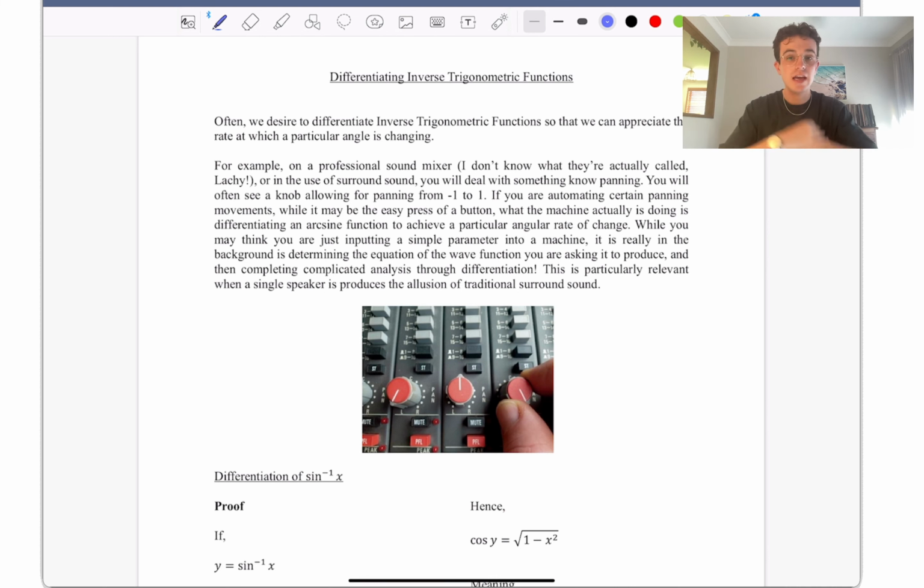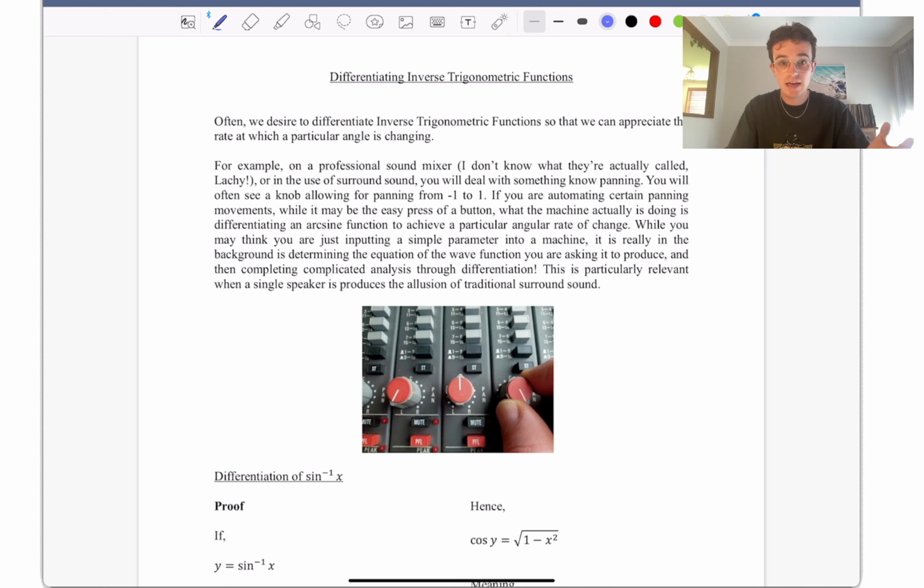Often we like to think, okay, why am I doing this? Why would I want to differentiate an inverse trig function? Well, on things like a professional sound mixer, we deal with something known as panning. Panning is, to the best of my knowledge, moving the audio from one side of the room to the other. So it's almost like surround sound. It's moving audio from left to right in maybe a system of speakers or a single system. It's moving the audio around the room.